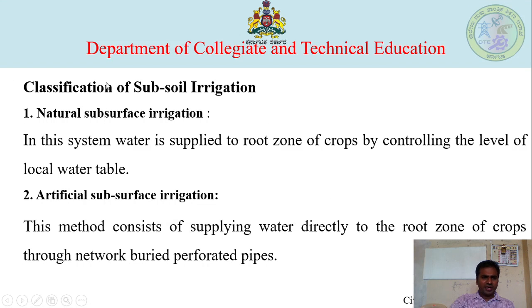Subsurface irrigation can be classified as follows. First classification is natural subsurface irrigation. Second classification is artificial subsurface irrigation. In natural subsurface irrigation, water is supplied to the root zone of crops by controlling the level of the local water table. Artificial subsurface irrigation consists of supplying water directly to the root zone of crops through networks of buried perforated pipes.